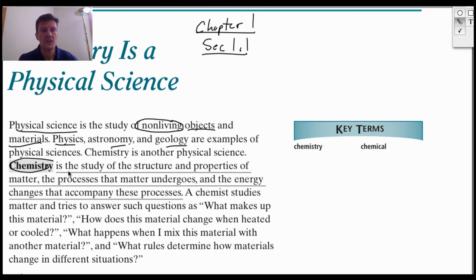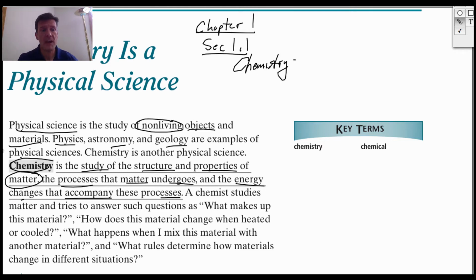Specifically, I want you to write this down in your notes. Write down chemistry, and then write down this definition, which you can put in your own words: the study of the structure and properties of matter. Matter is everything that we see around us. It's also the processes that matter undergoes, and the energy changes that accompany these processes. So that's the entire course that we're going to be looking at.